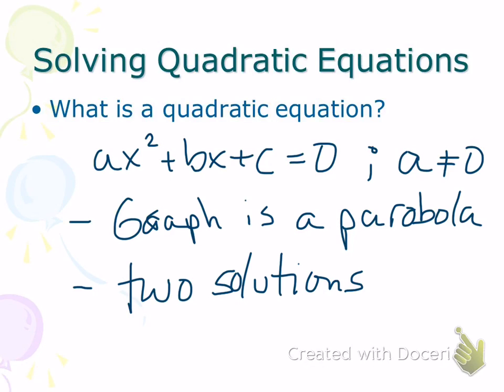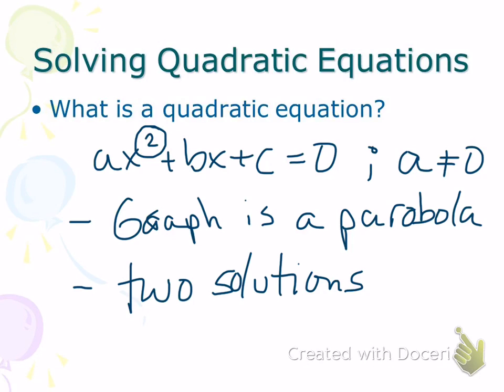The x is squared, and according to the fundamental theorem of algebra, an nth degree polynomial has n solutions, so a second degree polynomial is going to have two solutions with repetition. Sometimes an answer is a solution twice, and we'll discuss that a little bit when we get a little further into it.